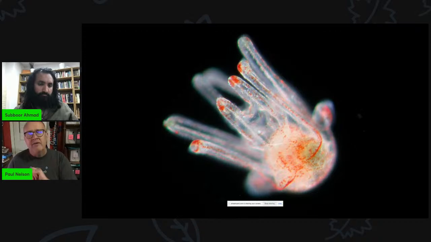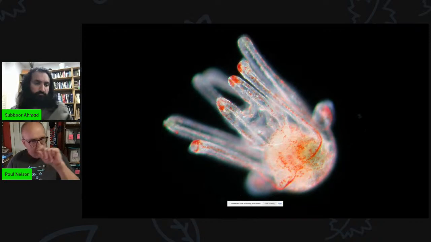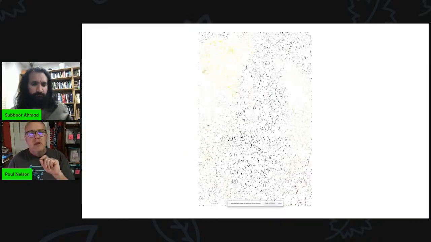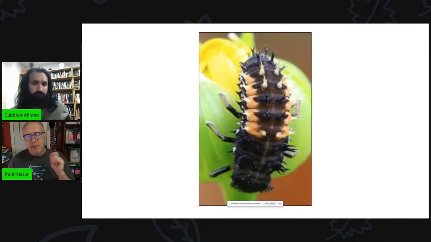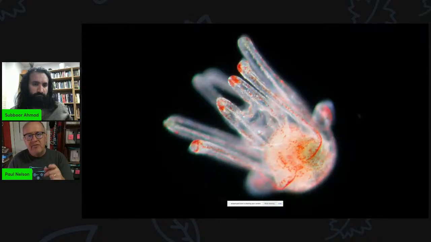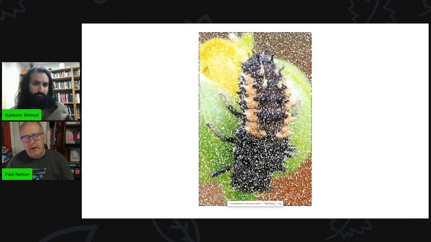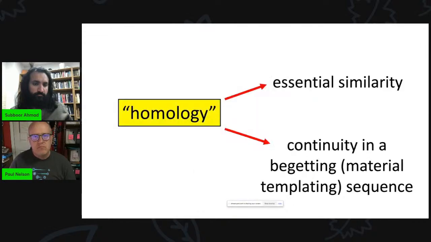Keep that shape in mind, okay? That Pluteus larva, keep that in mind. And here is another larval form. It's an arthropod in this case. Keep that shape in mind. So think about these as geometries, three-dimensional geometries of animal form. Pluteus larva, larval insect form. Now, hold those shapes in your mind and let's look at our definition of homology. You could say that before Darwin, homology was defined as essential similarity, and in many respects, it still is.